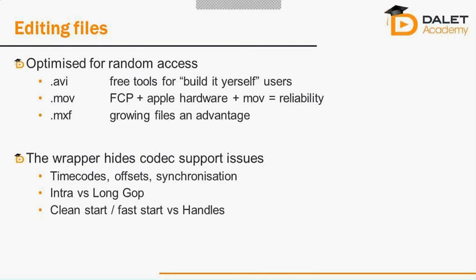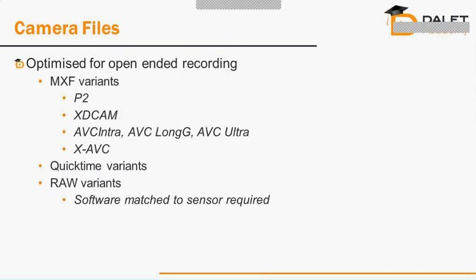The wrappers that we use often hide the codec support issues, specifically how we handle timecode, offset, synchronization, intra and long GOP, clean start, fast starts, and handles. In other words, even if you have a completely vertical Apple plus MOV solution, you can still run into problems with things like timecode, because people building applications have to handle the timecodes correctly. More of that later.